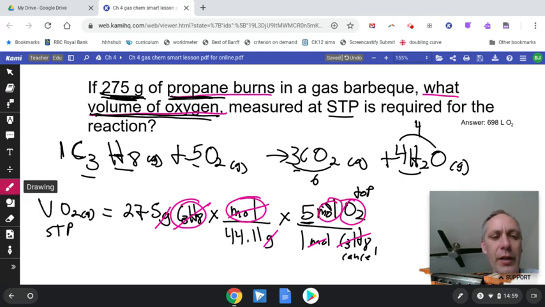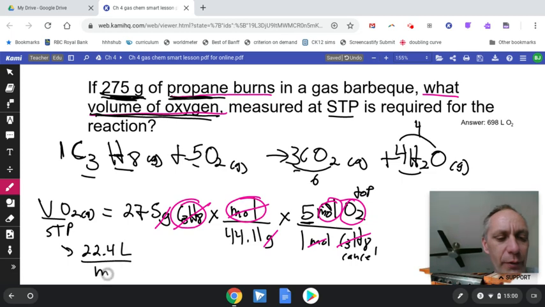We want the volume of oxygen at STP. So how do I turn moles of oxygen into volume? Well, remember at STP, the molar volume of any gas is 22.4 liters per mole. So we need this in gas stoich. This is really important for any gas at STP.